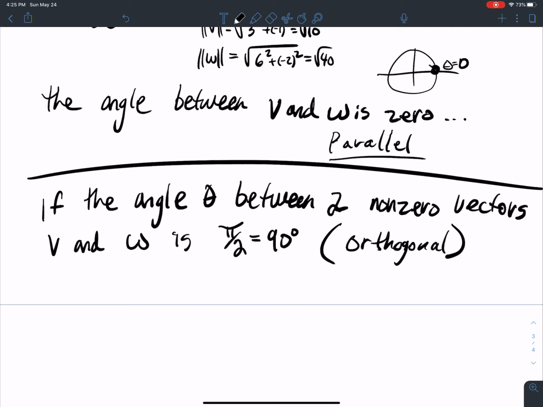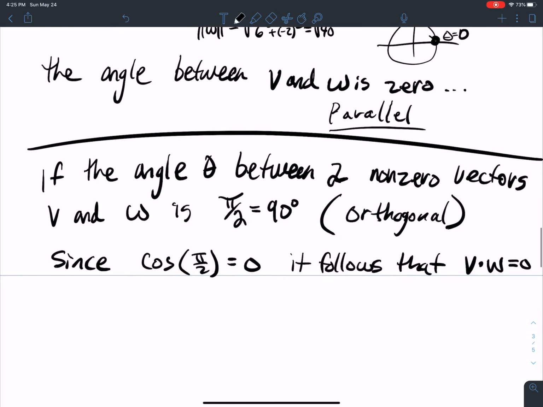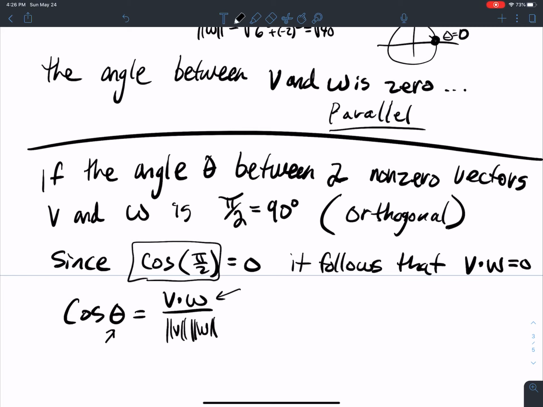Okay, so since the cosine of pi over 2 is equal to 0, it follows that v dot w equals 0. Okay? You think about it, all right? The cosine of theta equals v dot w over magnitude of v, magnitude of w, right? The only way a fraction is equal to 0 is if the numerator is equal to 0. So if I get a cosine of some angle that gets me 0, cosine of pi over 2, which is orthogonal, 90 degrees is that angle between, making it perpendicular.